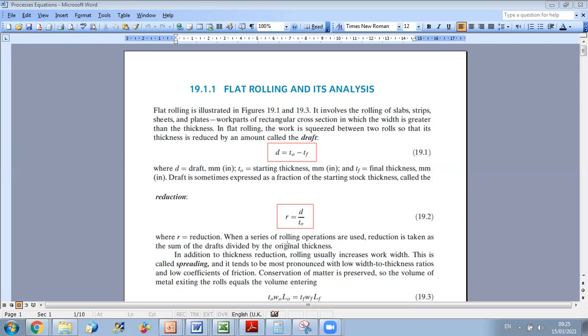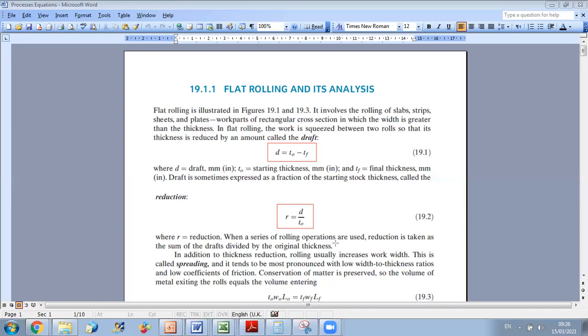Now, when a series of rolling operations is used, the reduction is taken as the sum of the drafts divided by the original thickness. We will see together that sometimes we need more than one pass to achieve the desired reduction. In this case, the total draft will be calculated as the draft per pass times the number of passes. So in total, the reduction will be the summation of the draft per pass over the number of passes, over the initial thickness T0.